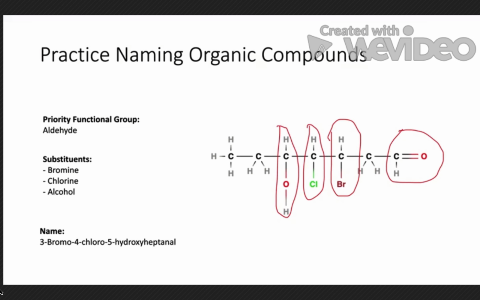Now that we know all of the different functional groups in this organic compound, the last step is to see how long the carbon chain is. In this case, it is 7 carbons long. Therefore, we will name the compound 3-bromo-4-chloro-5-hydroxyheptanol.